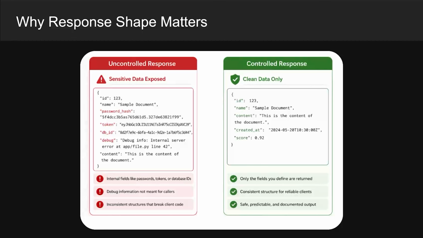On the left, an uncontrolled response. Your function returned a full database object and everything went straight to the caller. A password hash, an authorization token, a database ID, and even debug information with an internal file path. That's a serious security problem. On the right, a controlled response. Only the fields you define come through. ID, name, content, created at, and the score. Clean, safe, and predictable. A response model is what gives you the right side every time.